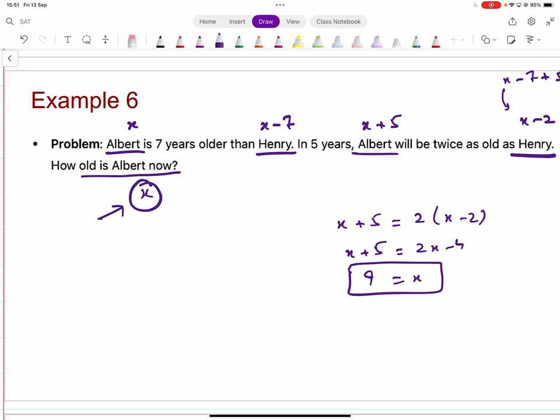X is the number that we want to find. वो Albert की current age है. ये हमने इसको कहा है current age इसकी. After 5 years, his age is going to be X plus 5. And he's twice as older as Henry after 5 years. तो उसमें हम X plus 5 यूज करेंगे. अगर करंट एज एल्बर्ट की X है तो 5 साल बाद क्या होगी? अगर अभी किसी की एज 12 इयर्स है, 5 साल बाद क्या होगी? 17 होगी. उसमें 5 ऐड कर देंगे.